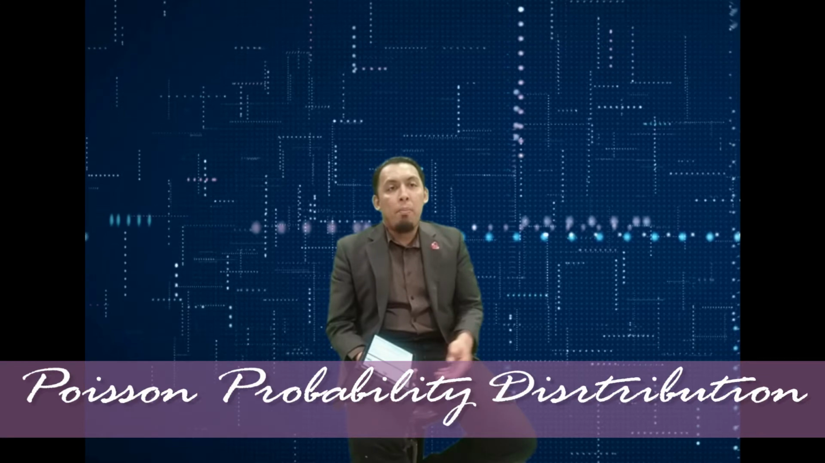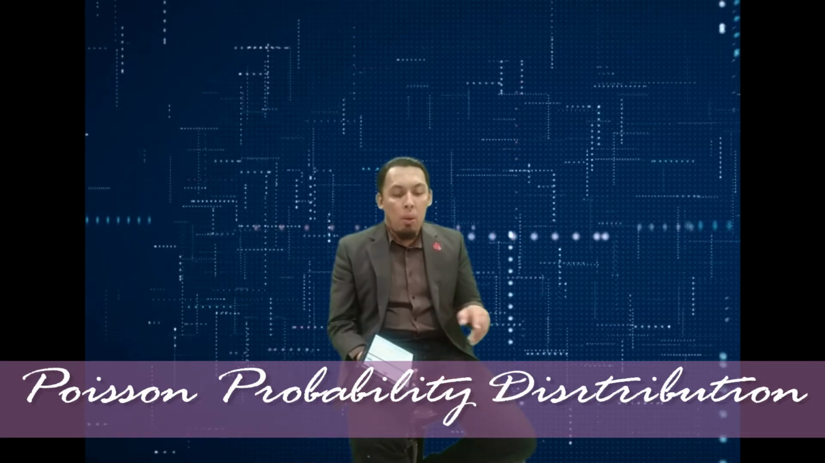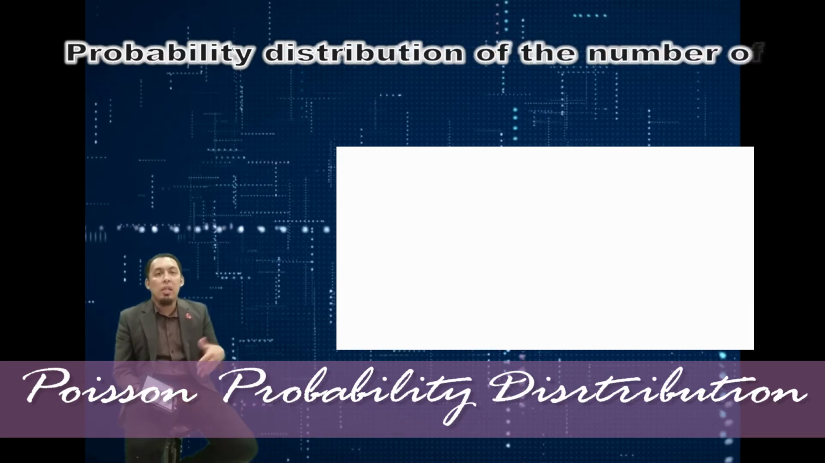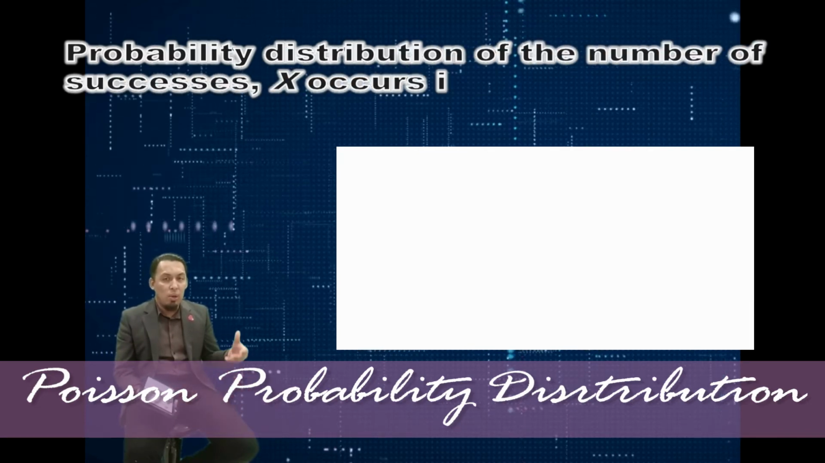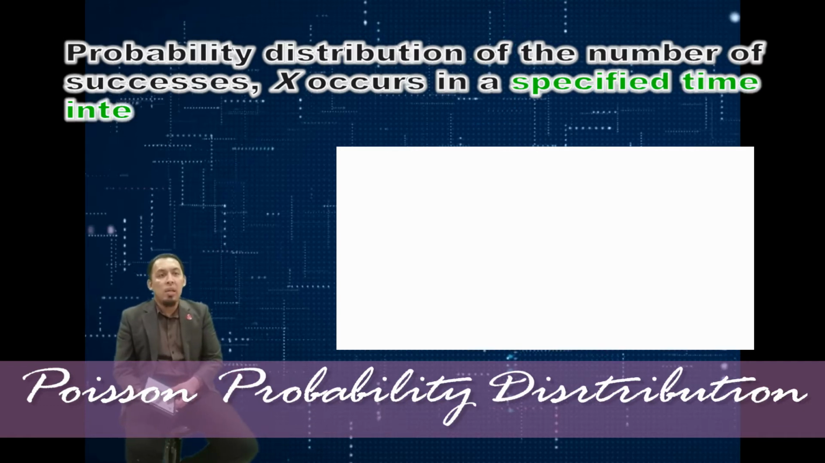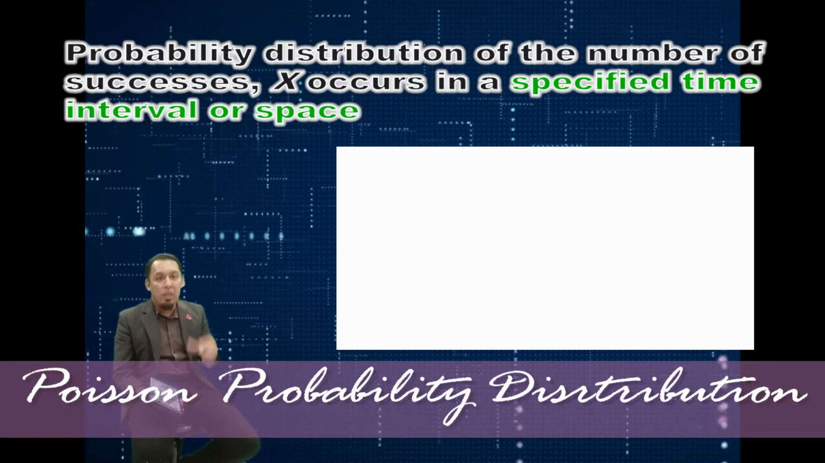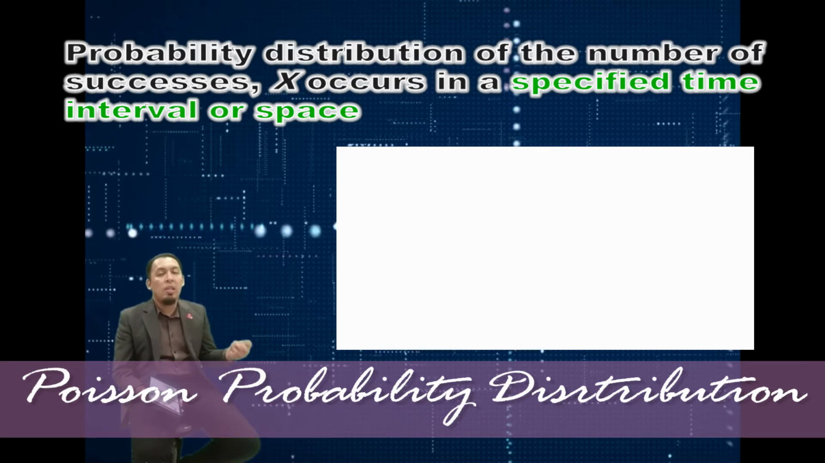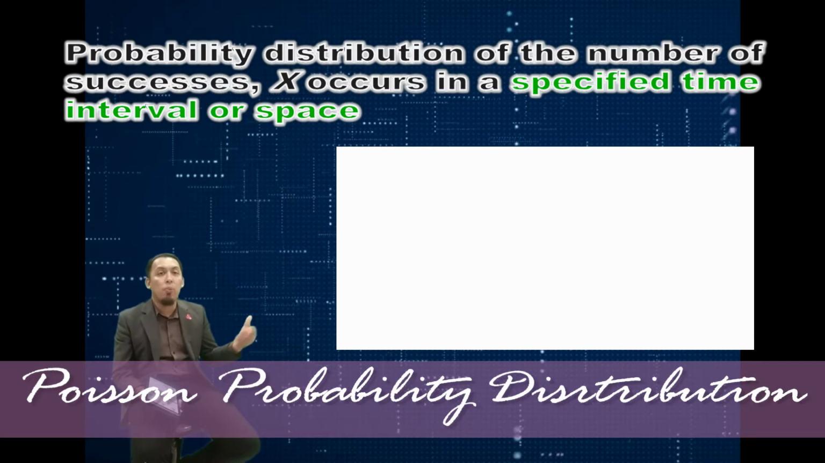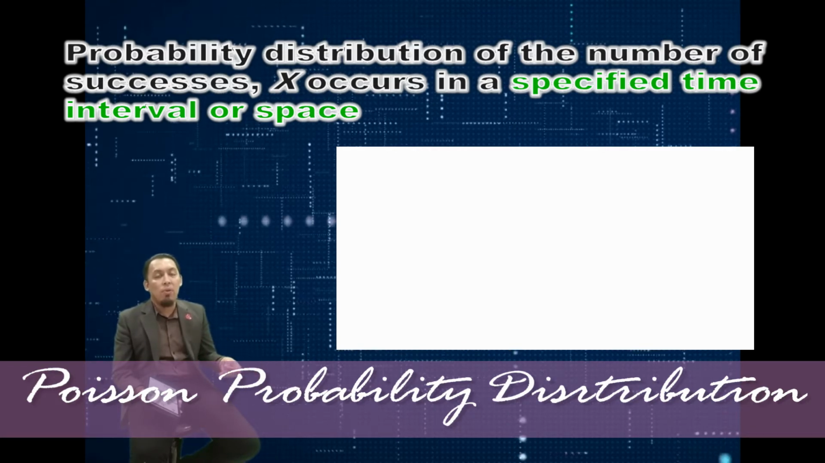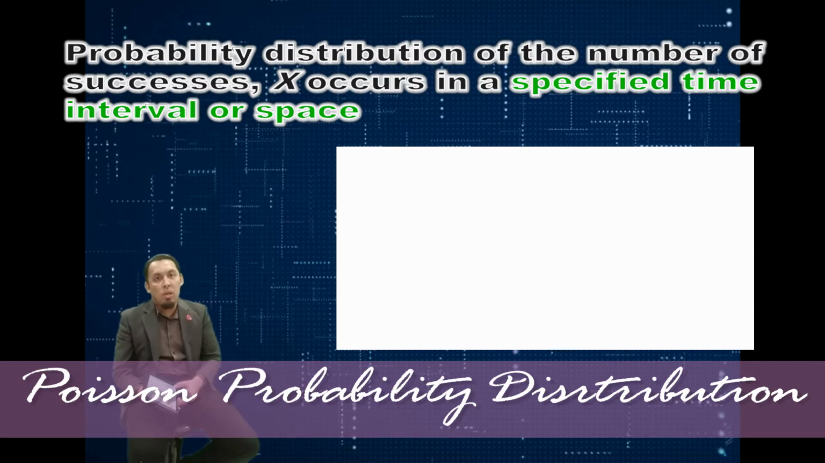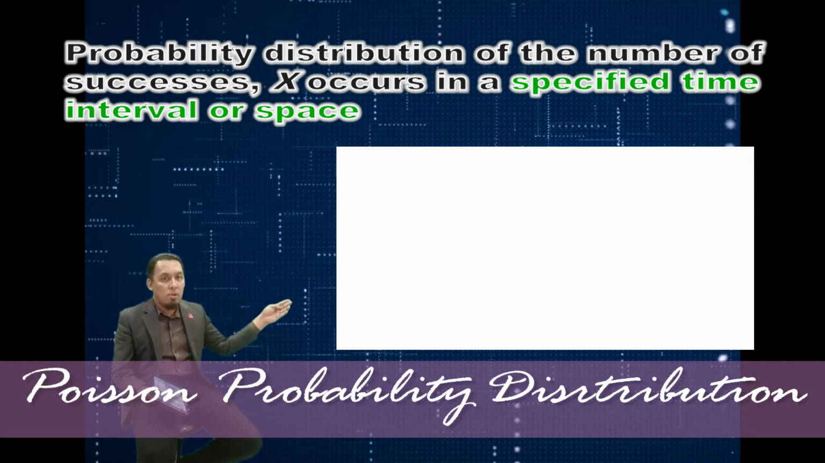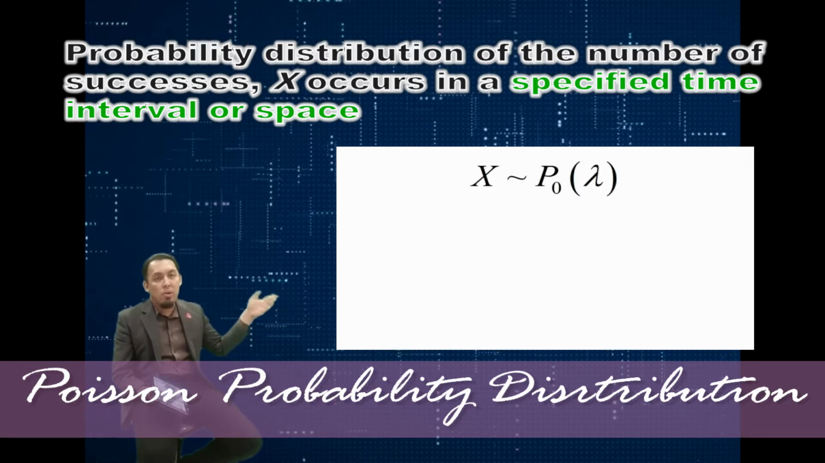So basically, in other words, Poisson distribution is the probability distribution of the number of successes, x, that occur in a specified time interval or space. So if you have this kind of information, and you are asked to find a probability, that indicates for you to use Poisson distribution. So this is how you write down the expression for Poisson distribution.